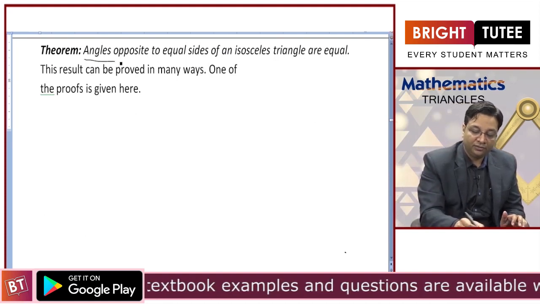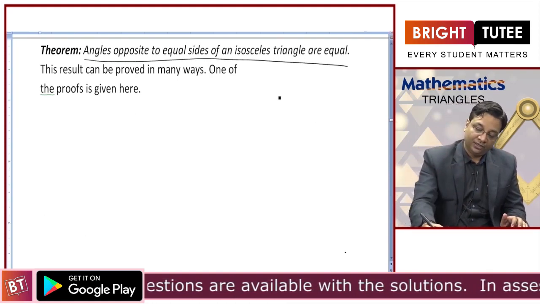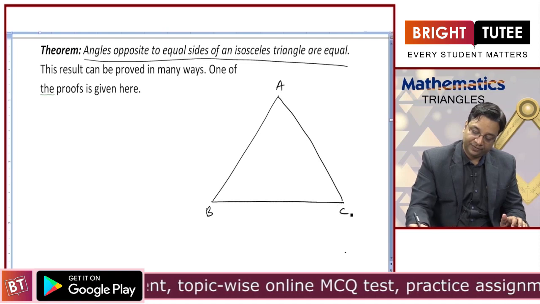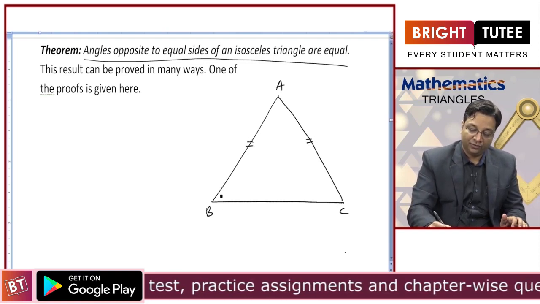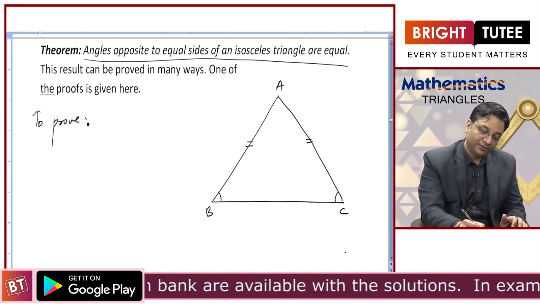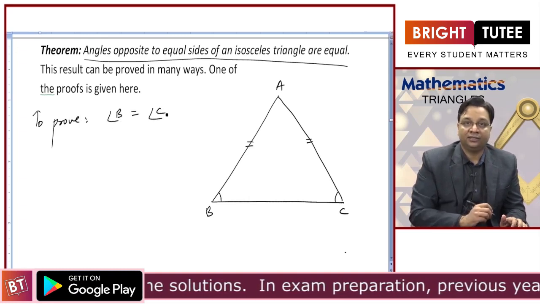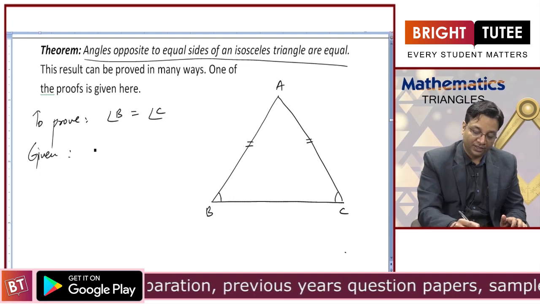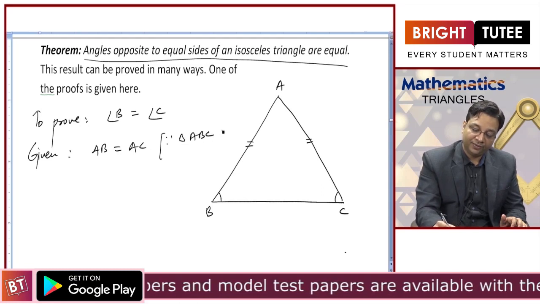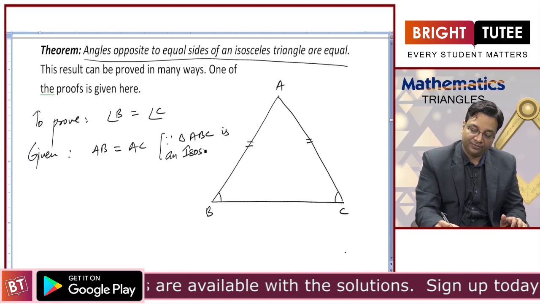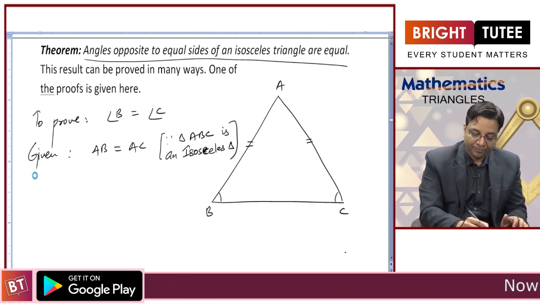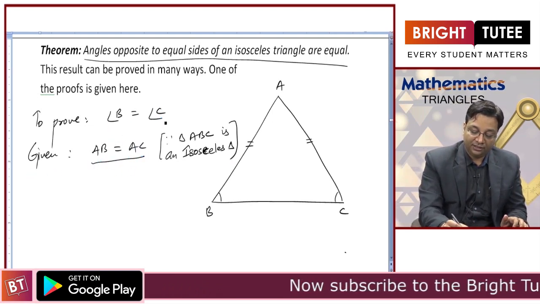Angles opposite to equal sides of an isosceles triangle are equal. So let us take an isosceles triangle ABC, and let us say AB is equal to AC. So we need to prove that angle B is equal to angle C. So what do we have to prove here? That angle B is equal to angle C. And what is given in the question? That side AB is equal to side AC, because triangle ABC is an isosceles triangle. So this much is given and this is what we need to prove.